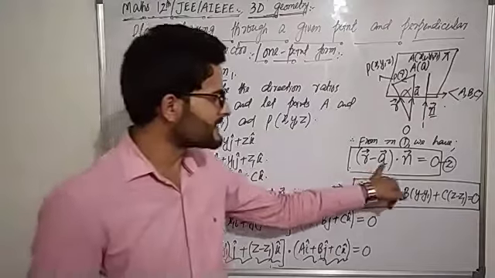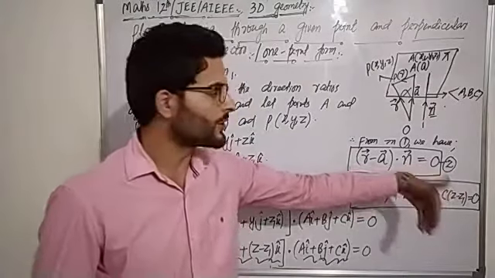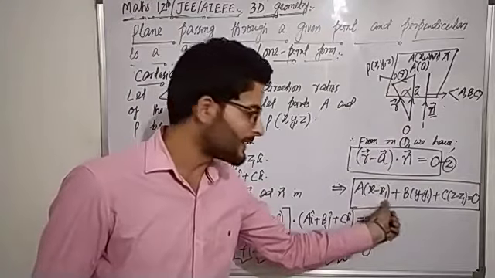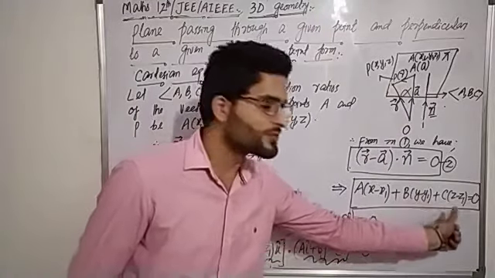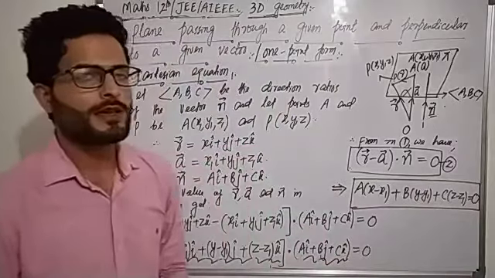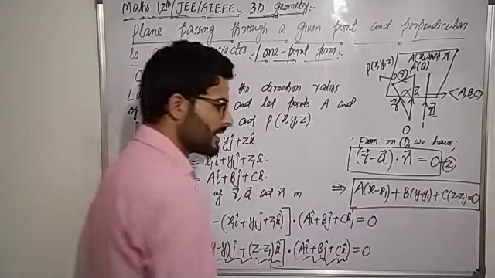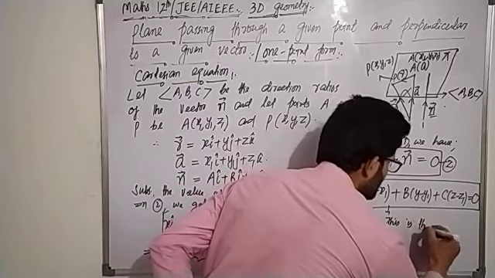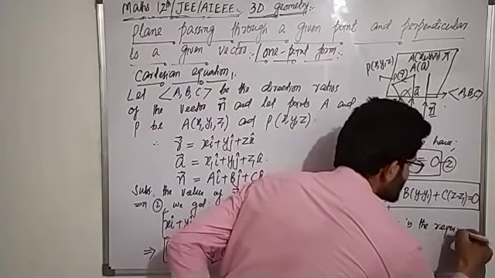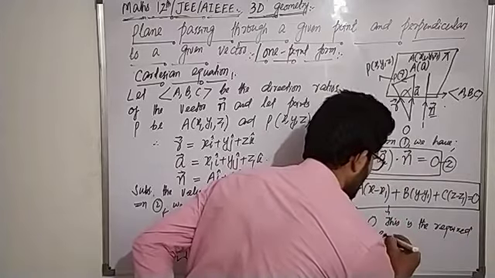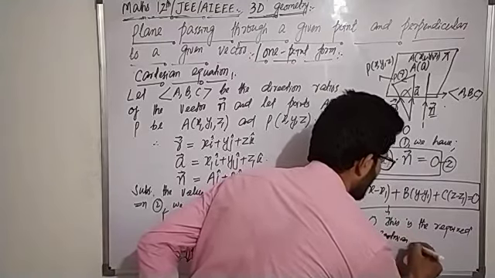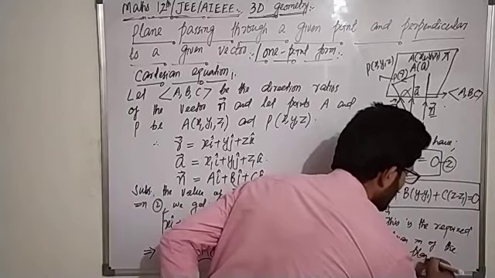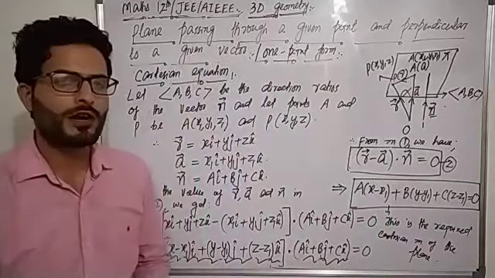तो r vector minus a vector dot n vector is equal to 0 इस प्लेन की वेक्टर फॉर्म है, और a into x minus x1 plus b into y minus y1 plus c into z minus z1 is equal to 0। ये इस प्लेन की रिक्वायर्ड कार्टेशियन इक्वेशन है। This is the required Cartesian equation of the plane.